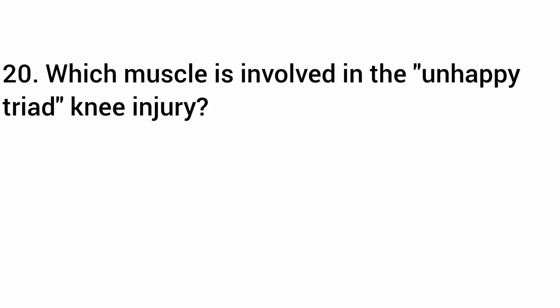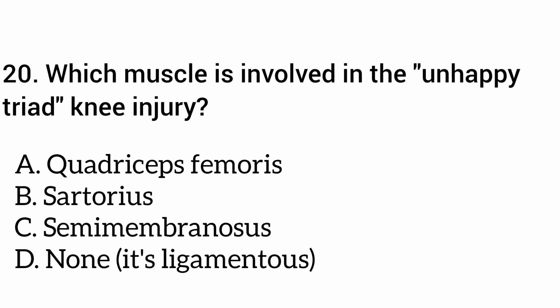Question number 20. Which muscle is involved in the unhappy triad knee injury? A. The biceps femoris, B. The sartorius, C. The semimembranosus, and D. None. It is actually ligamentous. Most correct answer is D, which is none. It is ligamentous, because the unhappy triad involves the ACL and the MCL, and also the medial meniscus. So it is not actually a muscle injury. So our most correct answer here should be D, which is none, and then it is ligamentous.